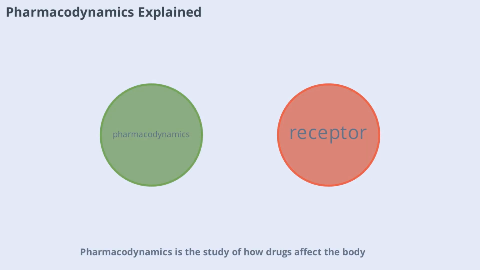Pharmacodynamics is the study of how drugs affect the body. It explores the mechanisms by which drugs produce their effects, such as binding to receptors or altering cellular processes. This field helps us understand why certain drugs relieve pain, lower blood pressure, or fight infections. By examining pharmacodynamics, we can predict the therapeutic and side effects of medications, guiding safer and more effective use.